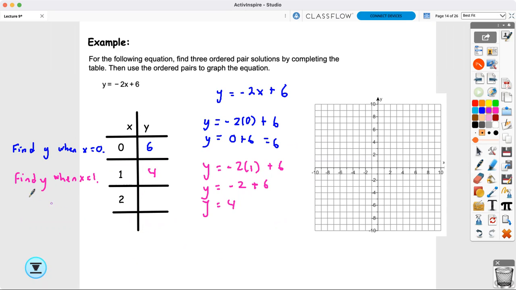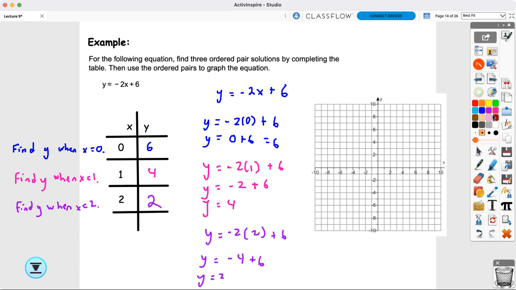Last row, guys, we find y again when x is equal to 2. So we get y equals -2 times (2) plus 6, which is -4 plus 6, which equals 2. So now we have the points.